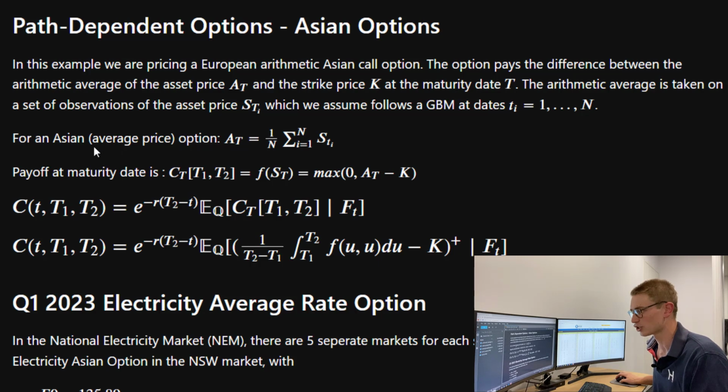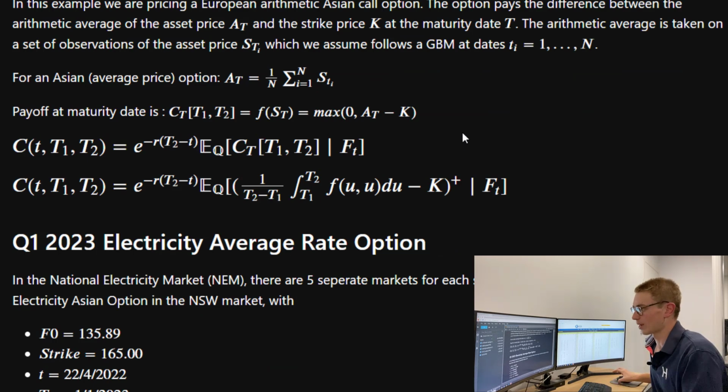So here, the Asian average price option has this arithmetic average of all the observed prices at these observable dates 1 through to N. That means that here we have the payoff between our times where we're going to be having these average prices between T1 and T2. The payoff is going to be the max of this arithmetic average minus K. So here's our Asian call option.